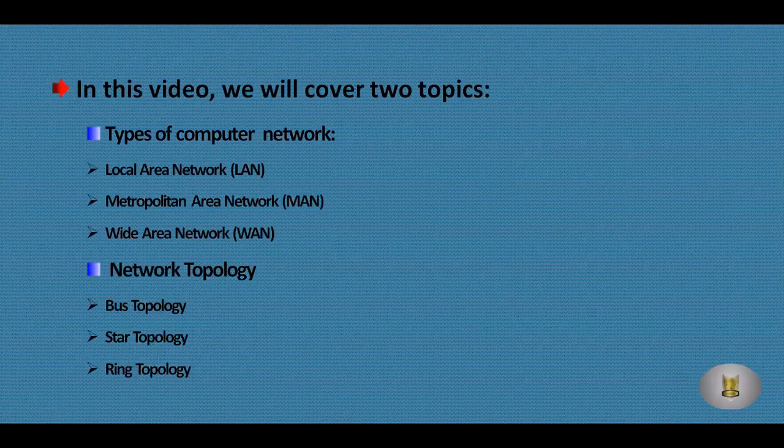Before going inside the video, we will divide the topics into two different parts. First, we will learn about the types of computer network, which are local area network LAN, metropolitan area network MAN, and wide area network WAN. And finally, we will learn about network topology, which are bus topology, star topology, and ring topology.